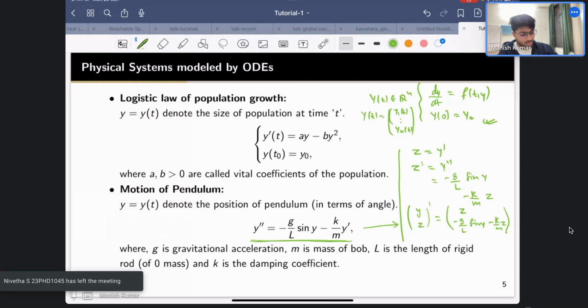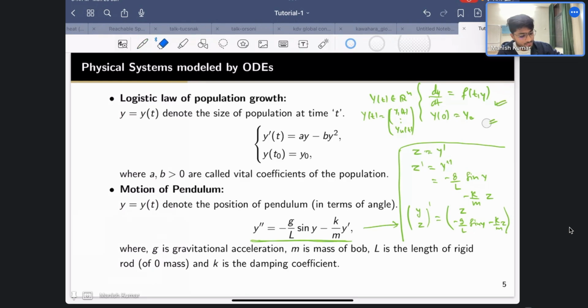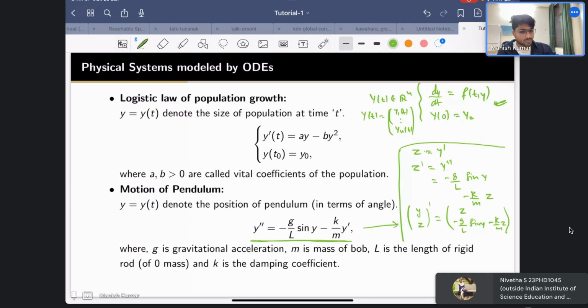That's why we'll mainly talk about the existence and uniqueness of solutions for this kind of first order ODE. We'll now go to the theory which tells you whether this kind of initial value problem has a solution or not. These were a few examples that you saw.